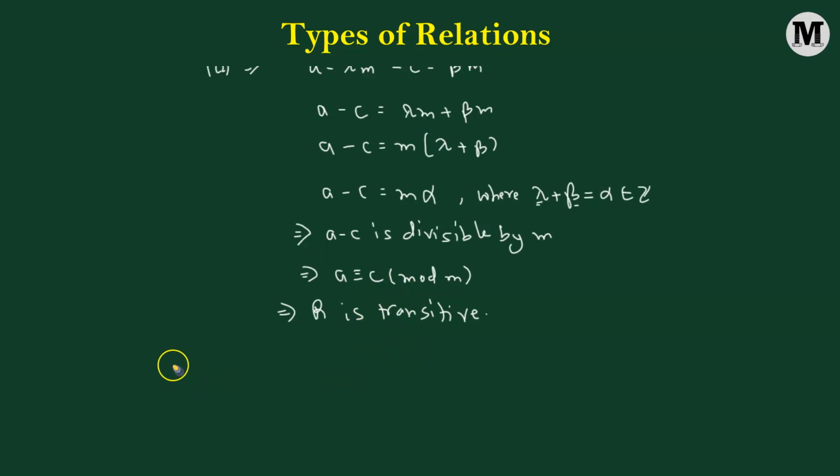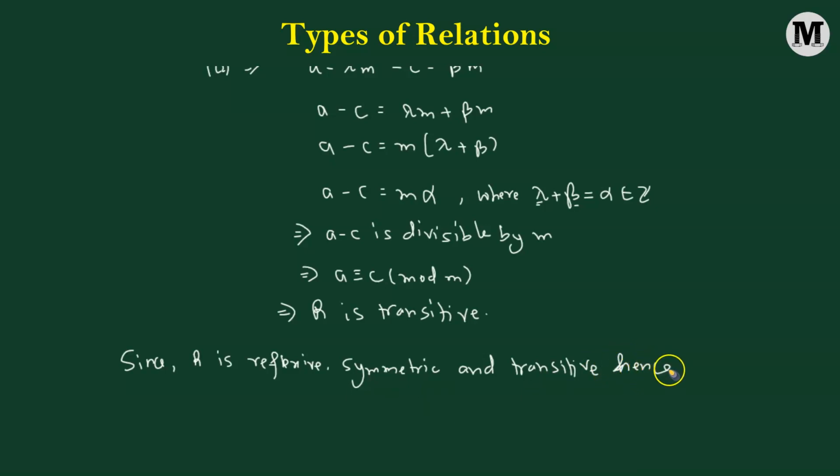Since our relation R is reflexive, it is symmetric, and it is also transitive, all three are valid. Hence we can say R is an equivalence relation. So the relation R, which is the congruence modulo M, is an equivalence relation on the set of integers.